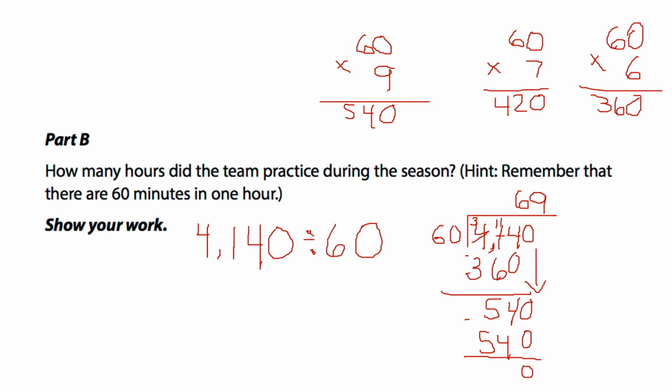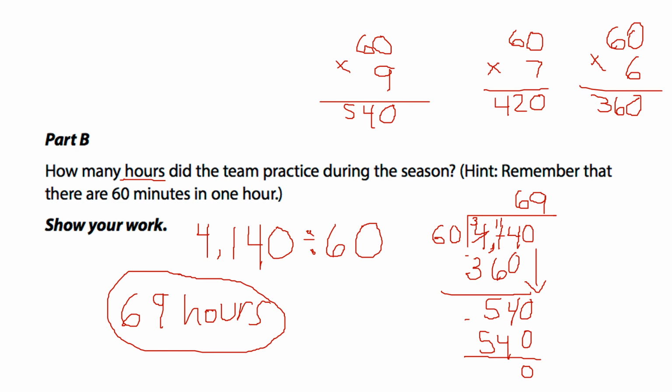And my quotient is 69. And it's asking how many hours. So I'm going to be polite and write 69 hours. And I'm going to circle my answer so that my teacher does not get confused and that I don't get confused. So they practiced for 69 hours.